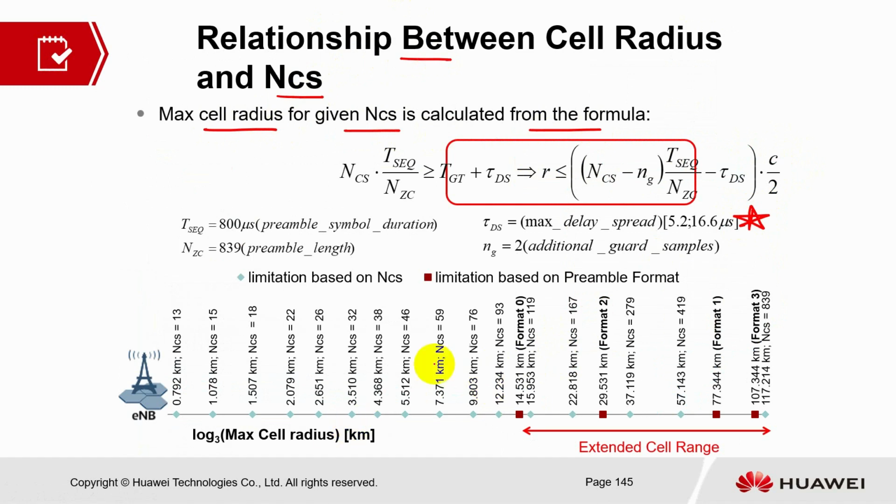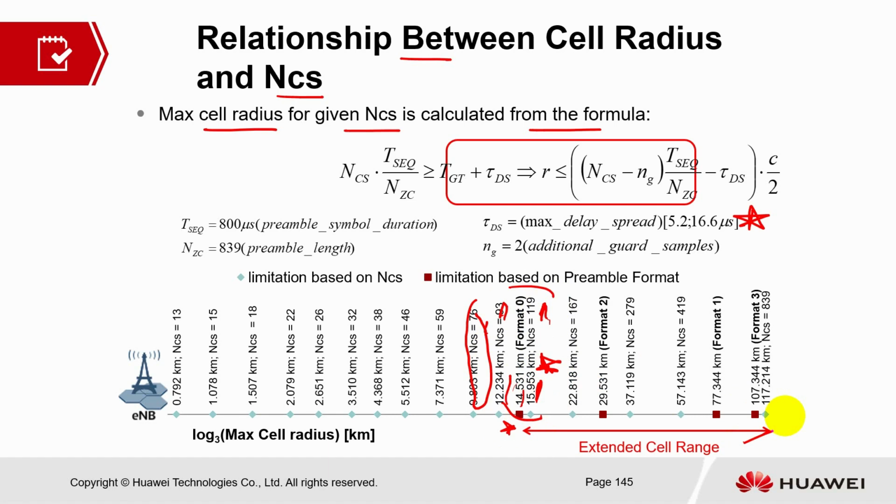If I'm using about 10 kilometers, it will be 76. If I'm using 12.2 kilometers, it will be 93. For format 0, this is the range, so the NCS will be 119, which is between 14 to 15 kilometers. So format 0 will be NCS 119. The extended range is actually from formats 2, 1 and 3.